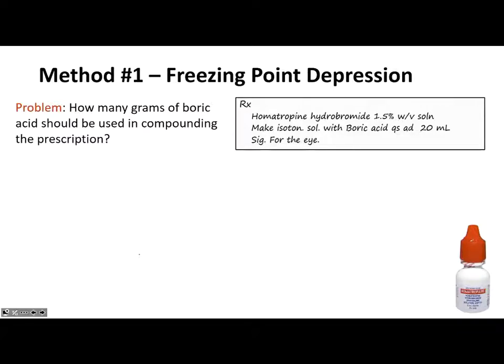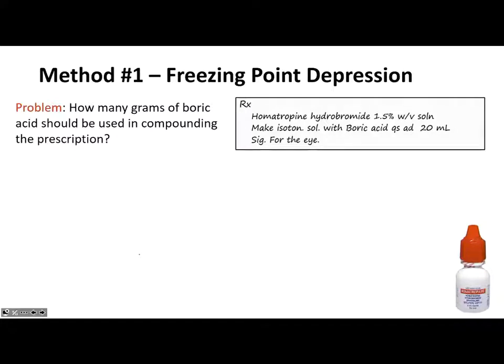So in this case, our prescription calls for homatropine hydrobromide, 1.5% weight per volume solution. We want to make it isotonic using, it's not sodium chloride. What are we using? Boric acid. It's a different thing. We're going to use it just like sodium chloride, but it's a different thing. We're going to use boric acid for the tonicity adjusting.